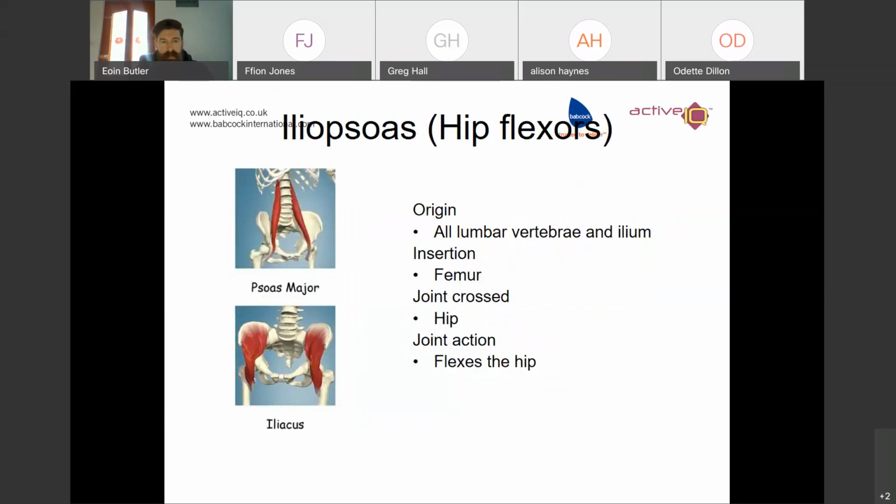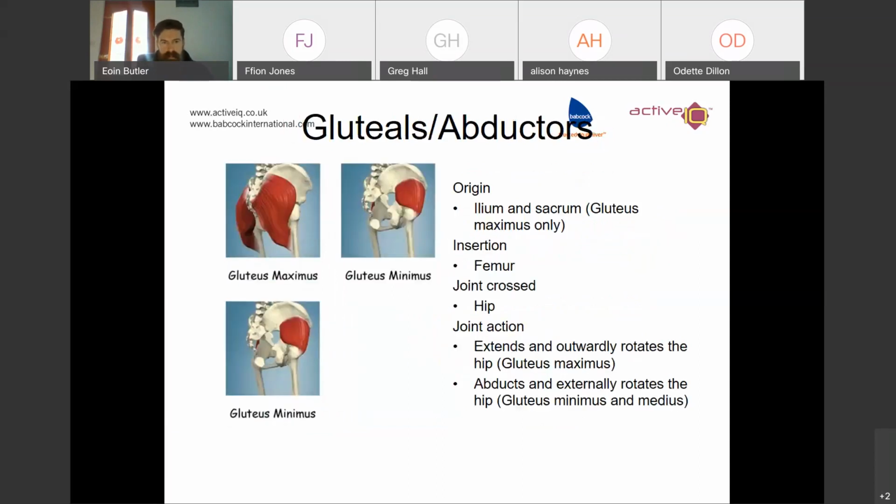Then moving into the legs, we've split our hip flexors, iliopsoas, into psoas major and iliacus. Our gluteals: gluteus maximus, gluteus minimus, and gluteus medius, I should say.